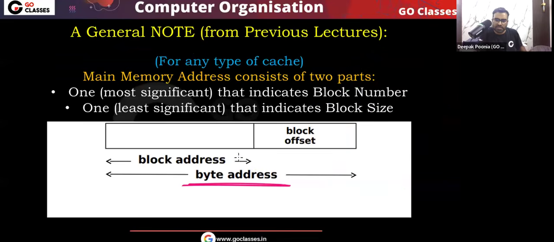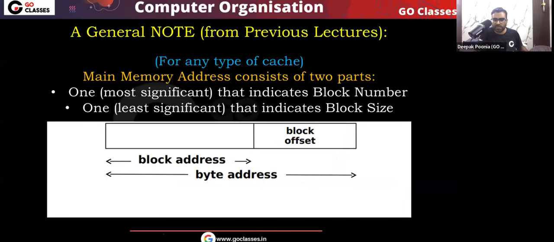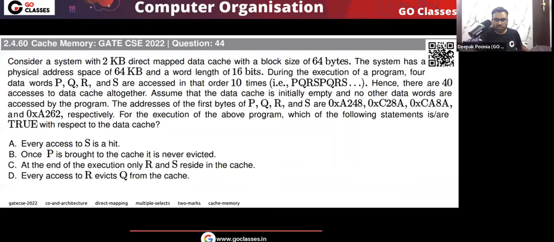Yes or no? So you can see this is the address generated by the CPU, means this is the main memory address, or I can say physical address, or I can say byte address. This you can divide into two parts: block address and block offset. Okay, very simple. Now let's solve this question.